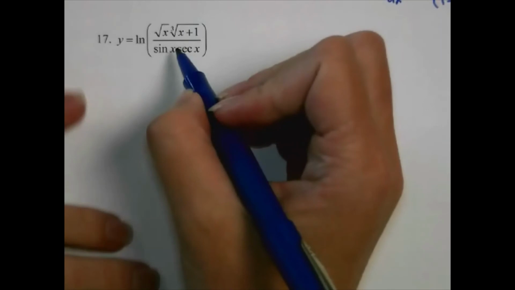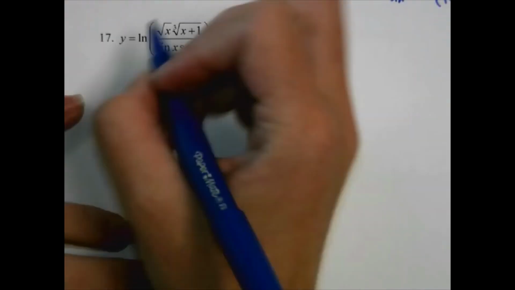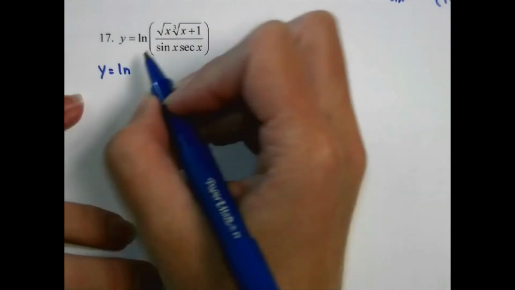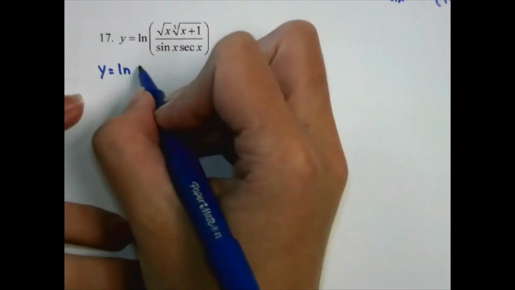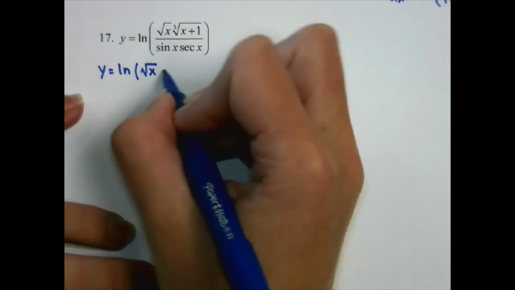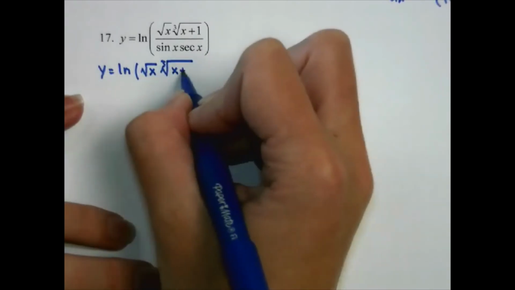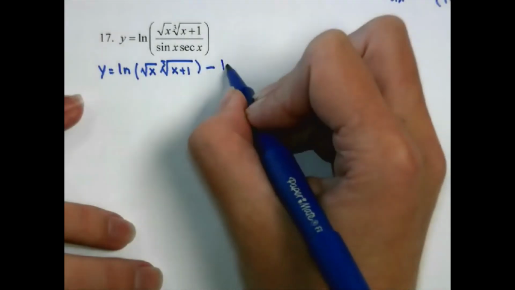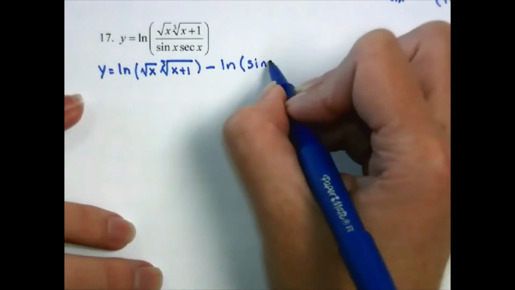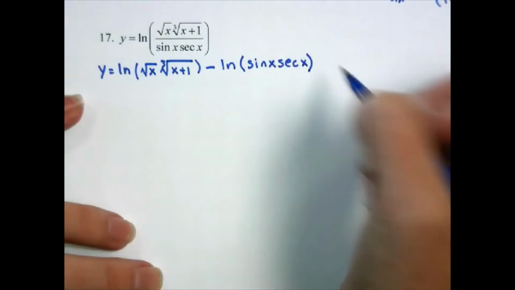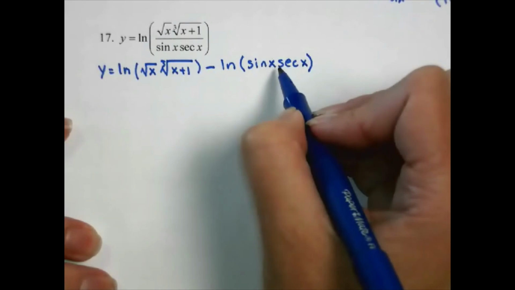Okay, again, at first glance, this looks awful, right? We've got square roots, we're going to have a product, a quotient, all sorts of things here. So really what I'm going to do is, again, use the fact that this is logs to use the properties. So I'm going to do this in stages. So first I'm going to apply the quotient rule. So y is equal to natural log of the top, so root x cubed root x plus 1, minus the log of the bottom. Okay, then I can do products for each of these.